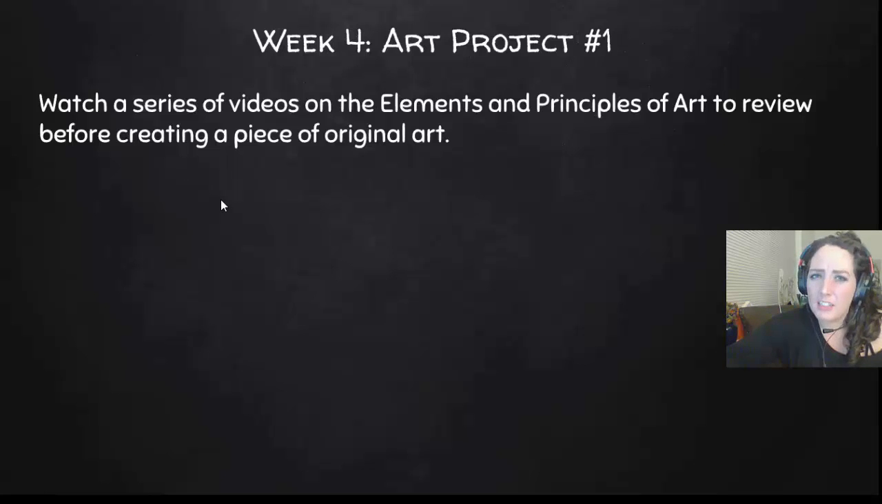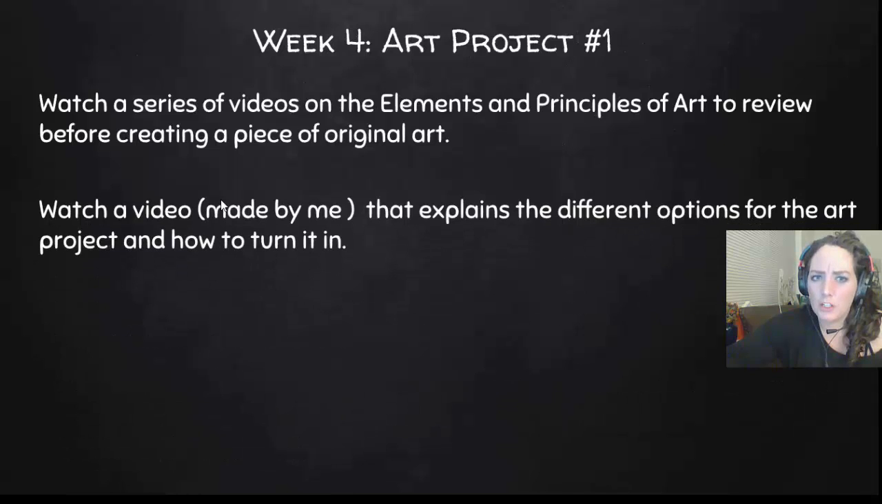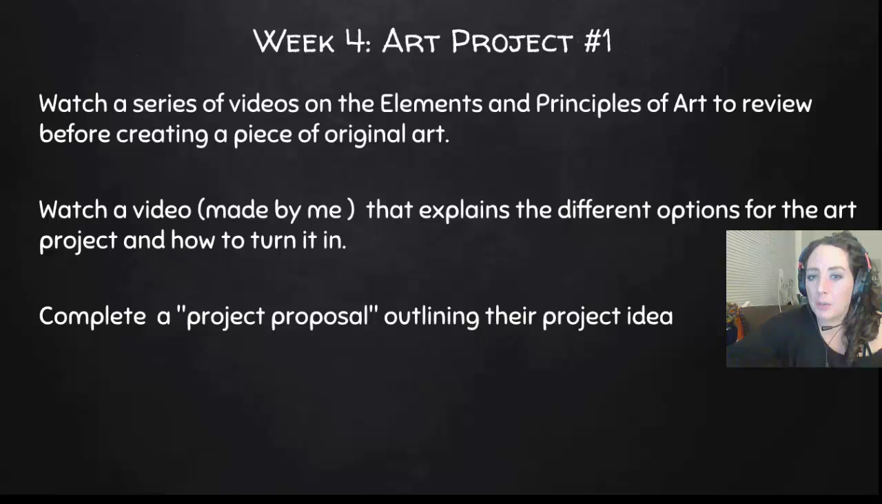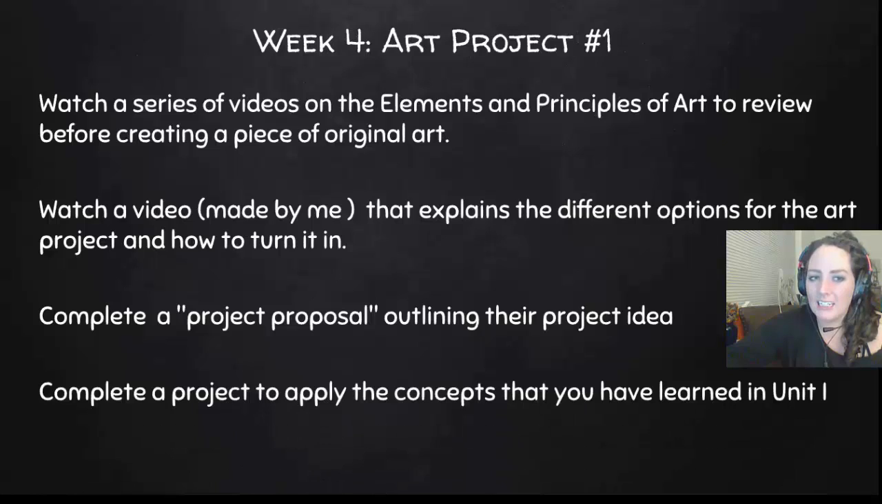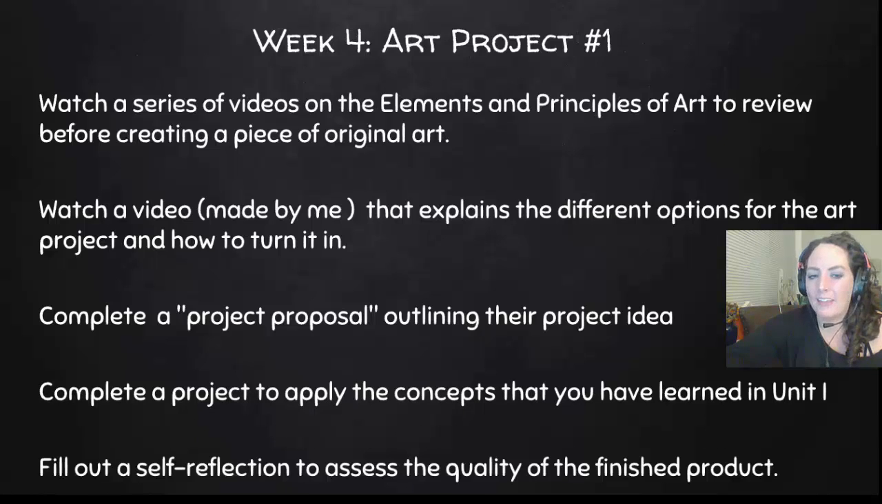So the way that art project weeks generally go is we watch a series of videos first to review. Then you watch a video by me that explains the different options for the art project. And then you complete a project proposal outlining your project idea. You complete a project or take the test, and then you fill out a self-reflection. So the project itself, or the test itself, is 30 points total. If you're doing a project, 10 points is just the project proposal and the self-reflection. But we'll talk about all that later.